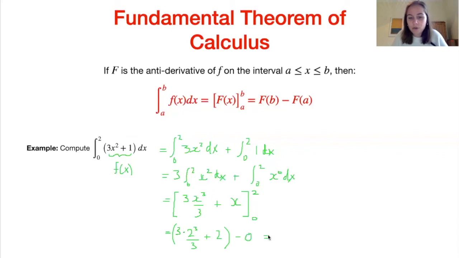So overall, what we get is 3 times 8 over 3. So that's going to be 24 over 3, plus 2, which is equal to 30 over 3, which is equal to 10. So the answer, the integral of this function between 0 and 2, is 10. So we're really showing how we apply the fundamental theorem of calculus.